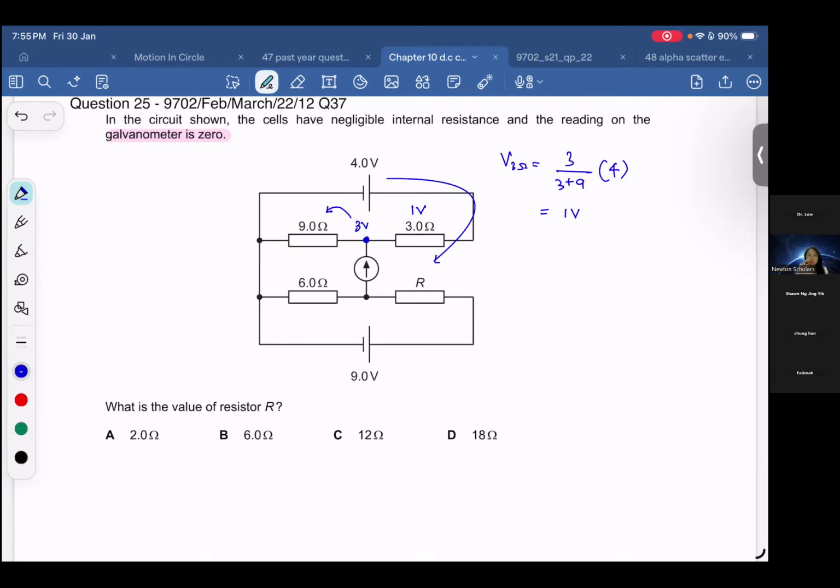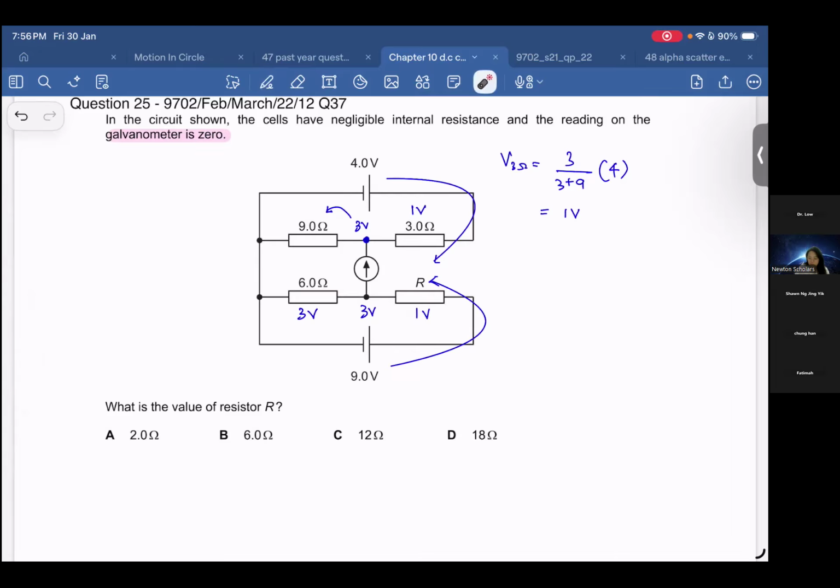Therefore, no current flows through the galvanometer. So that means this part is also 3 volt. How it turns? It turns like this. So the 3 volt is also given to the 6.0 ohm. So the 1 volt will be given to the unknown R. You get what I mean?